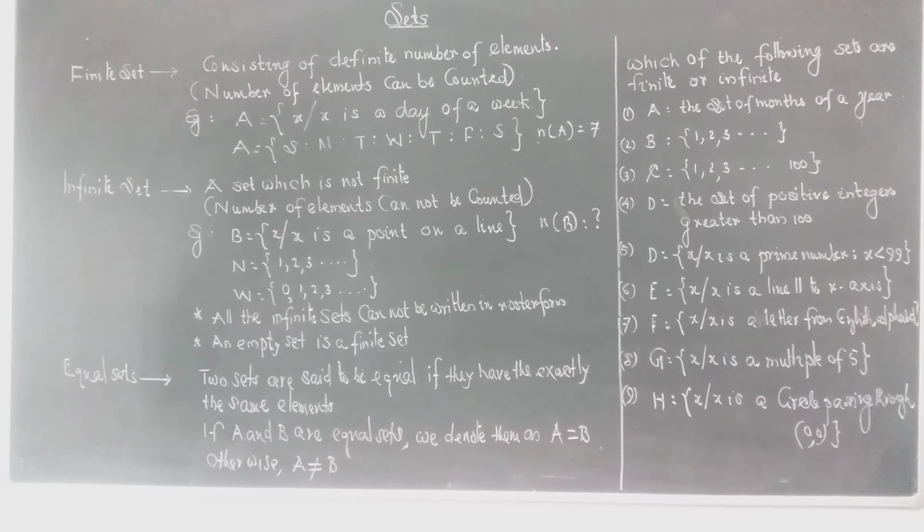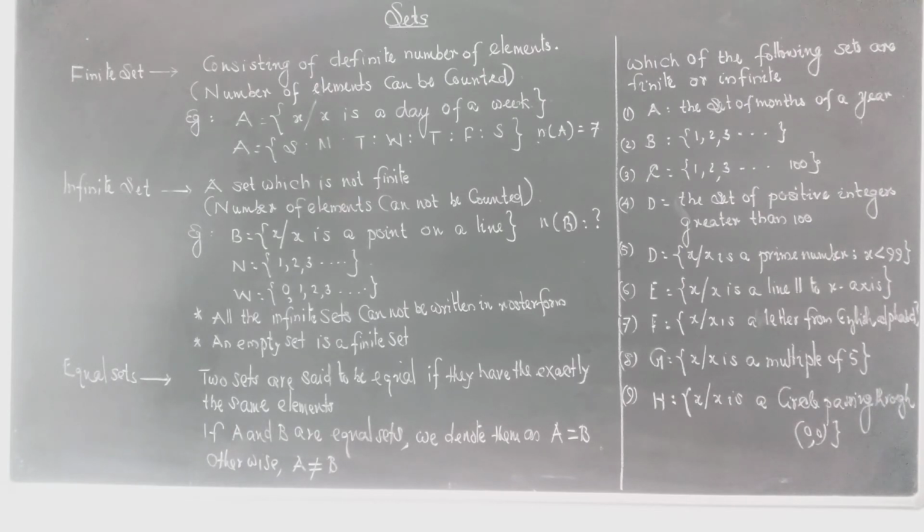E is equal to the set of x such that x is a line parallel to the x-axis. In your mind, think about the x-axis and y-axis in a plane. Then you draw a line that is parallel to the x-axis. If you make a set of these, can that set be a finite set or not?